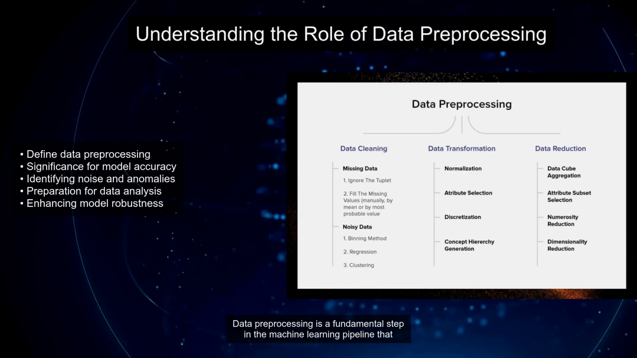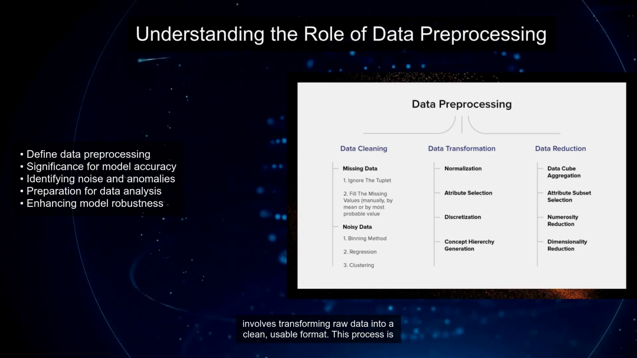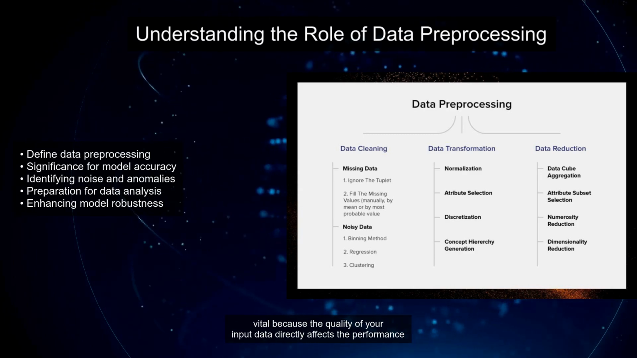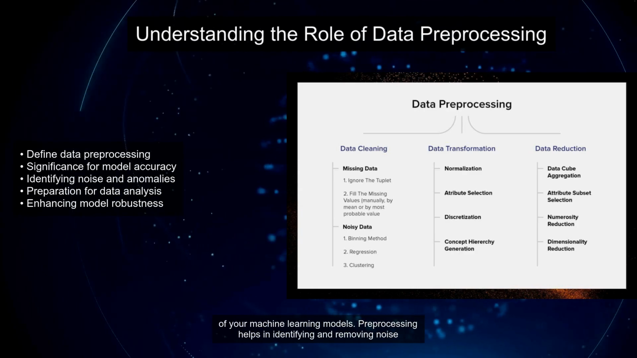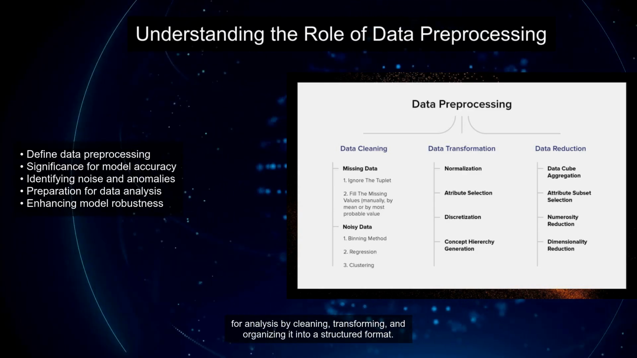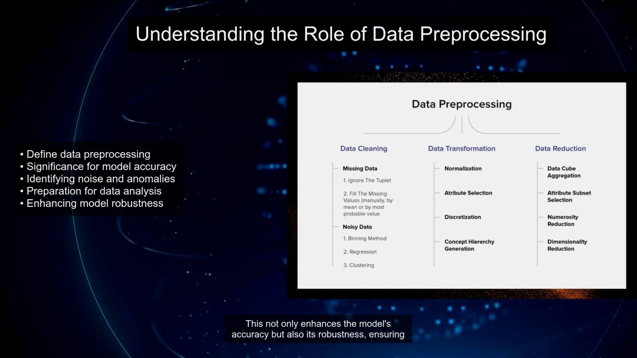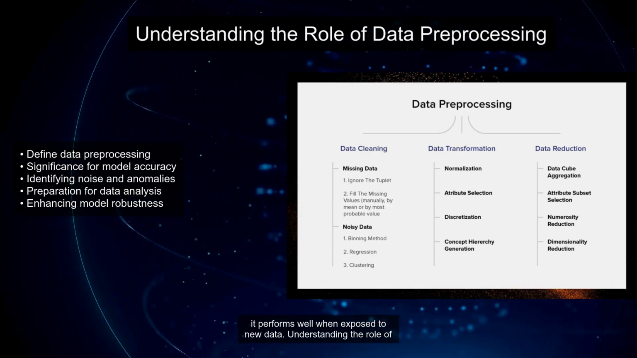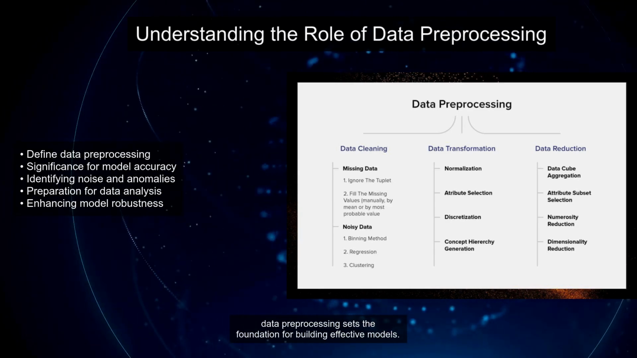Let's get started. Data preprocessing is a fundamental step in the machine learning pipeline that involves transforming raw data into a clean, usable format. This process is vital because the quality of your input data directly affects the performance of your machine learning models. Preprocessing helps in identifying and removing noise and anomalies, which can otherwise lead to inaccurate predictions. It prepares data for analysis by cleaning, transforming, and organizing it into a structured format. This not only enhances the model's accuracy but also its robustness, ensuring it performs well when exposed to new data. Understanding the role of data preprocessing sets the foundation for building effective models.